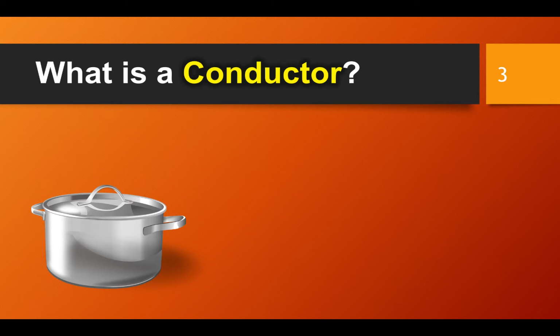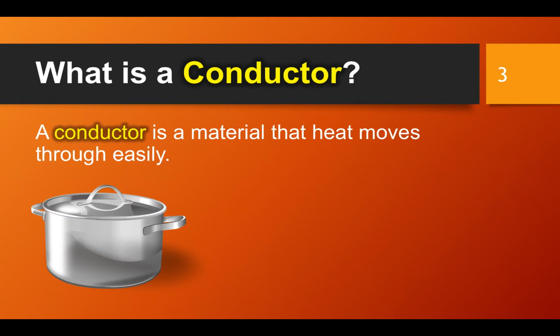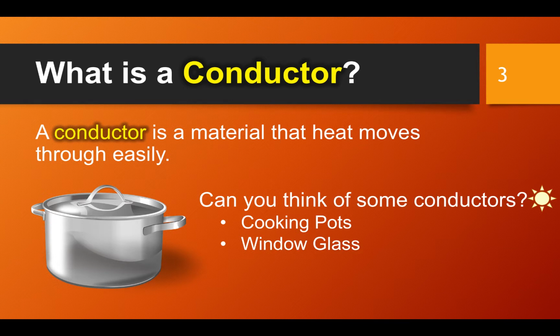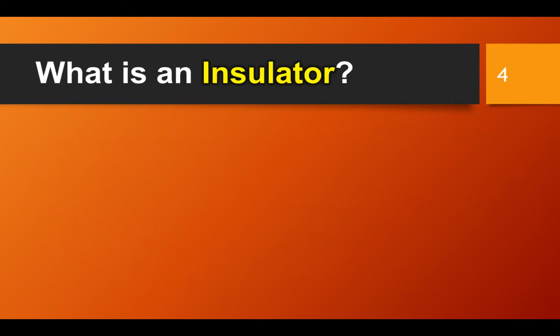First, let's talk about a conductor. What is a conductor? It's a material that heat moves through easily. Can you think of some conductors? Cooking pots, like the one on the left, is a good conductor of heat. Window glass conducts heat. And metal forks and spoons. All good examples, and you probably came up with some yourselves.